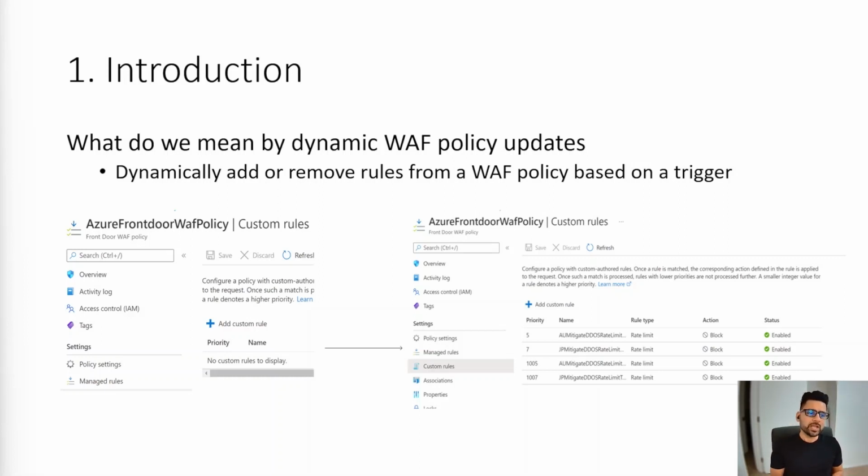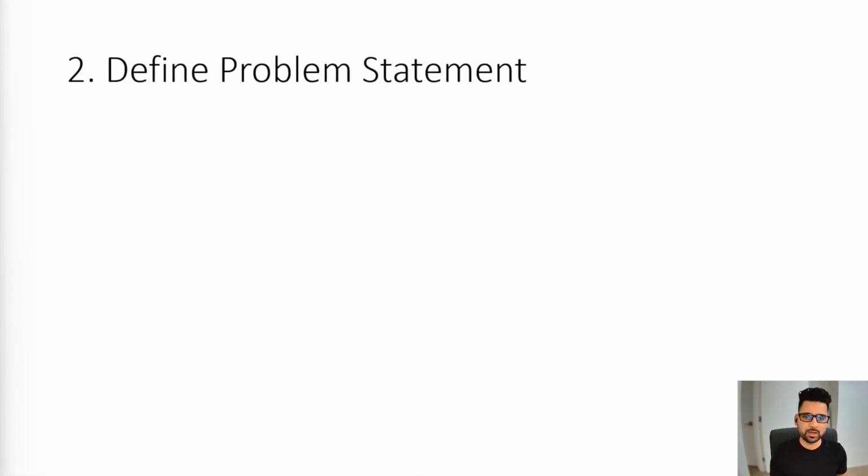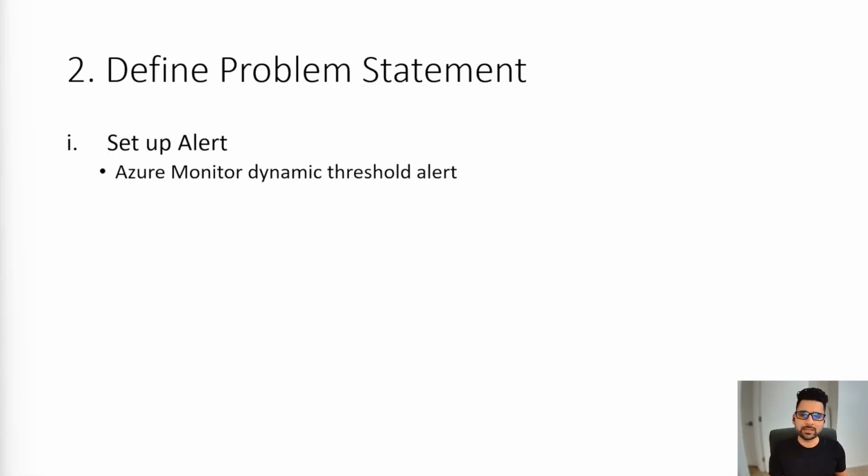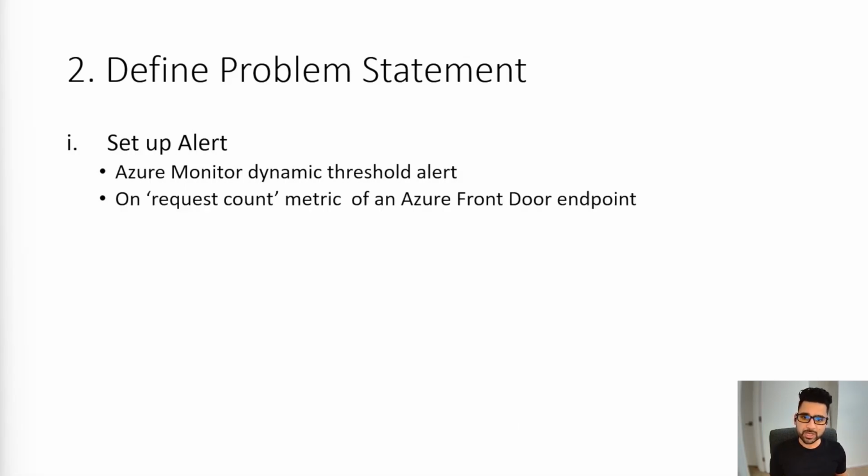Okay, so now that we know how to get alerted when an attack is happening and what we want to do in response to that alert, we're now ready to define the problem statement for today's tutorial. We're going to define the problem statement in 3 steps. The first step is setting up the alert. This is going to be done using Azure Monitor's dynamic threshold. It's going to be on the request count metric of an Azure Front Door endpoint, and it's going to be on a per country basis.